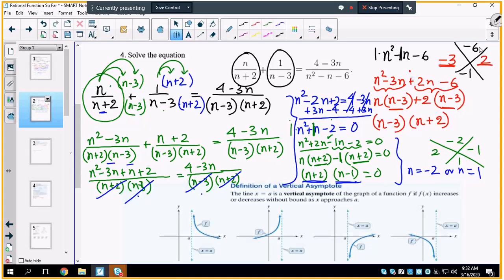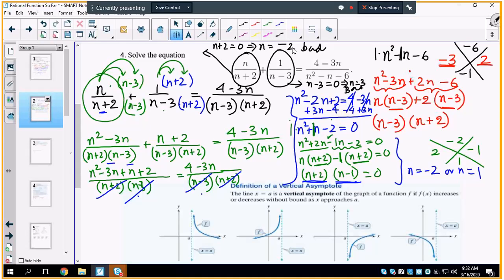Well, what are the bad points? If you look at both denominators, they are exactly the same. Remember how I canceled all of that? So what are the bad points? One of the bad points is going to come from this term n plus 2. So n plus 2 is equal to 0, means n equal to negative 2 is a bad point. What else? The other one is going to come from n minus 3. N minus 3 equal to 0, which will mean n equal to 3 is a bad point.